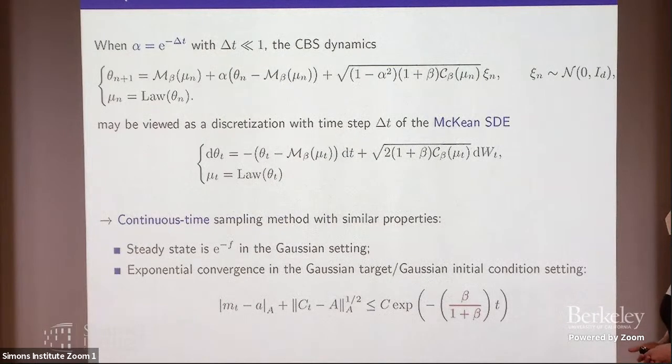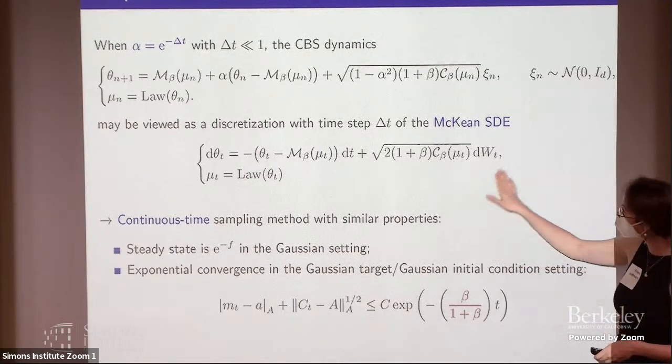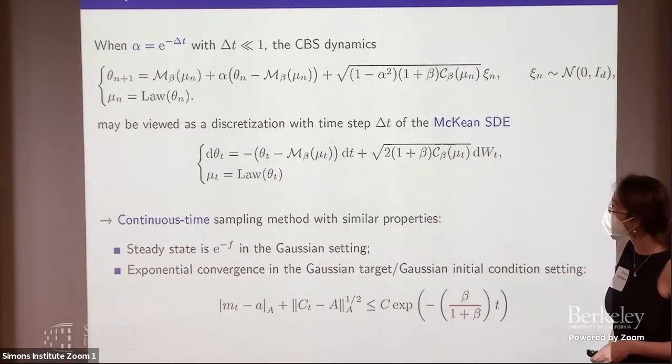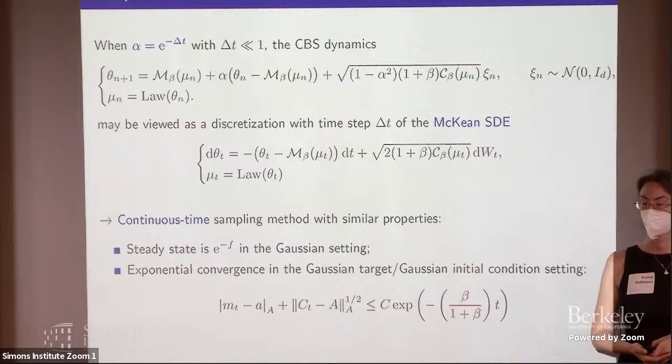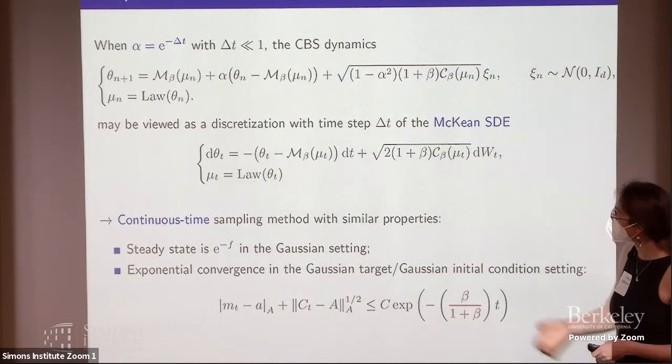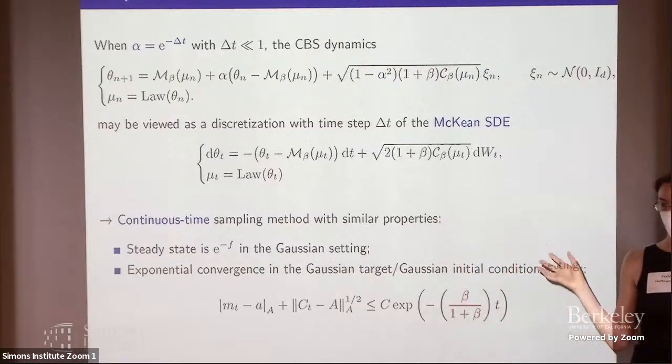Oh, I jumped over there. So this parameter alpha can actually be thought of as the time discretization. So this is very nice. If you think of alpha as being e to the minus some time step size, now, if you take the time step size to 0, that would correspond to alpha going to 1. And so that actually corresponds to converging to a continuous in time evolution here. And so then what you get is this McKean SDE, which looks structurally very similar, of course, right? And you see that you have also here the 1 plus beta that blows up your convergence.